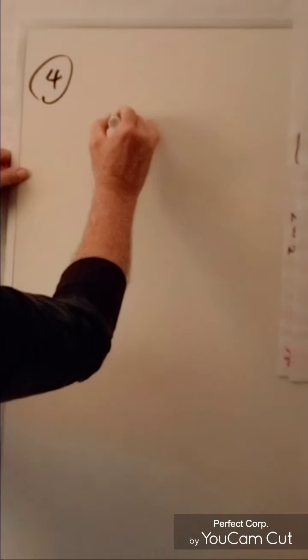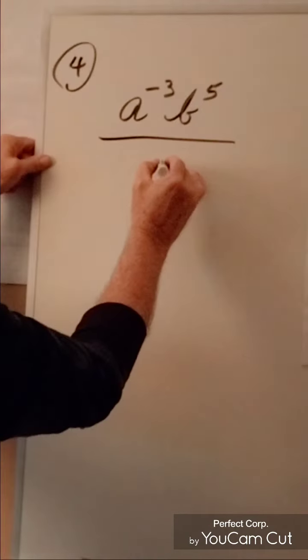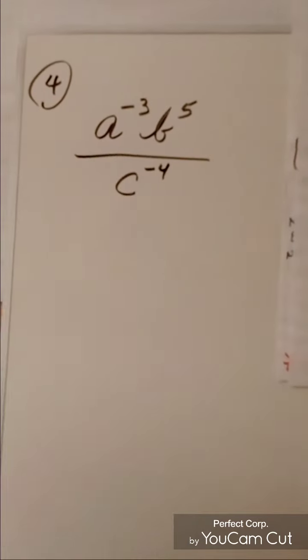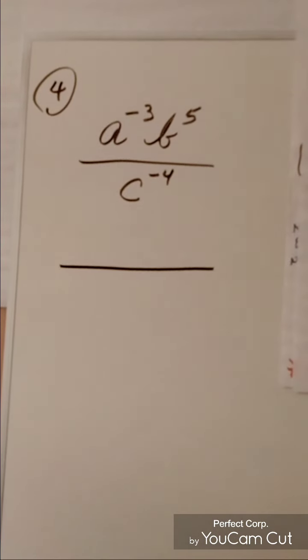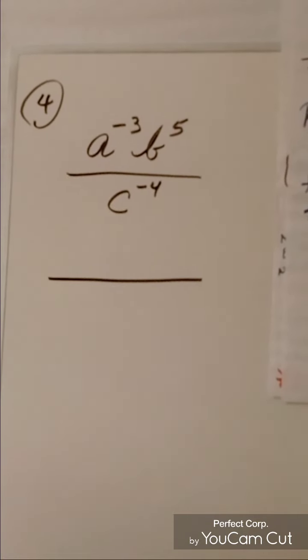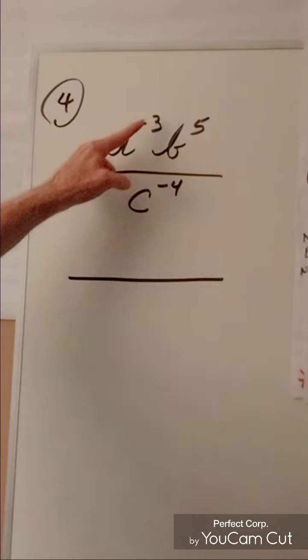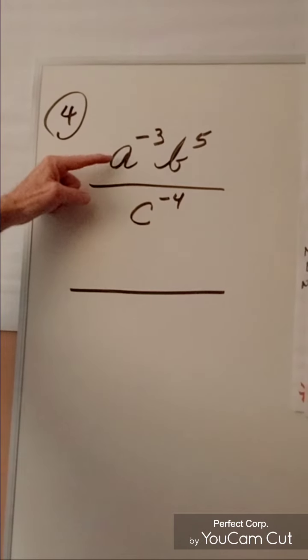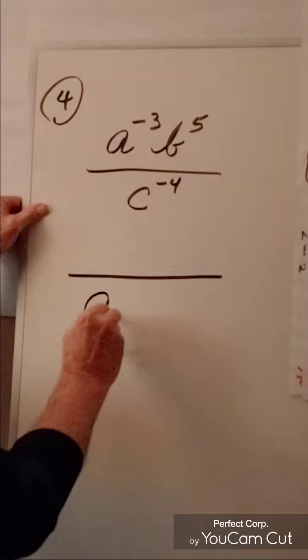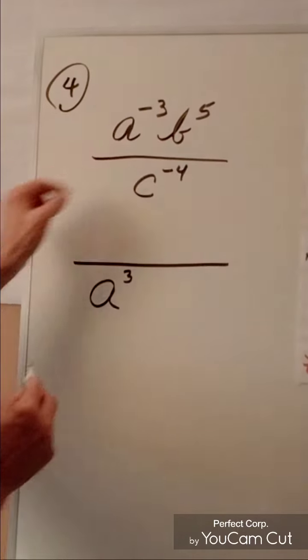Two more. Let's go to 4. It's quick. A to the -3rd, B to the 5th, over C to the -4th. Any item that already has a positive exponent is staying. Items that have a negative exponent are going to be switched. This one, switch this base to the other side. That gives us the authority to change it to the 3rd. The B to the 5th is going to stay right where it's at.